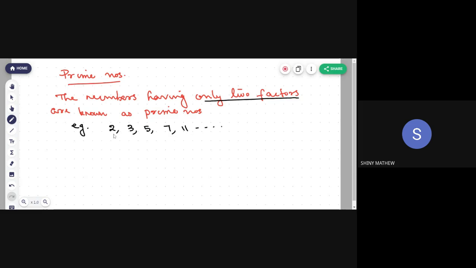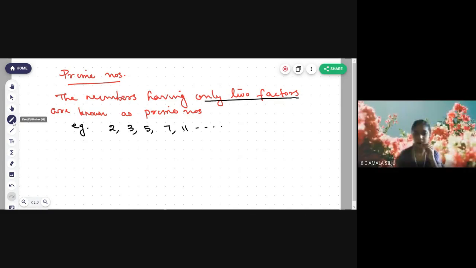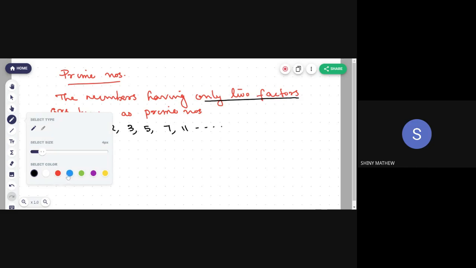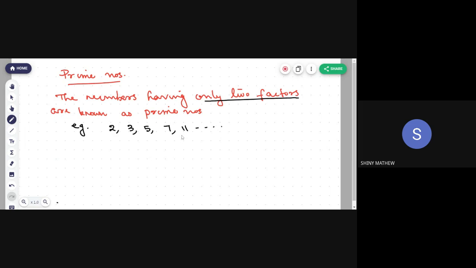We know the number 2, the factors of 2 are 1 and 2. The factors of 3 are 1 and 3. Factors of 5, 1 and 5. Factors of 7, 1 and 7. So these types of numbers are known as prime numbers. There are only two factors. Which factors will there be? One and that number. Only 1 and that number will be its factors. Okay, so that type of numbers are known as prime numbers.